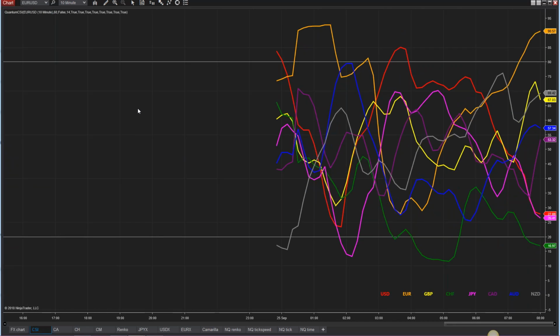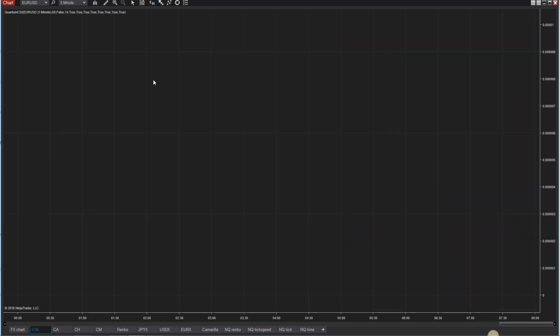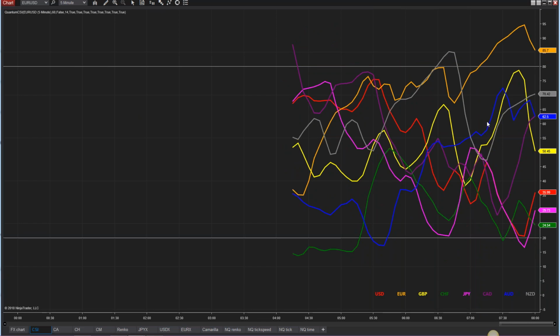Just head over to the CSI. I've got this on 10 minute, so a slightly slower time frame. Let's maybe put that back to 5. There we go. So we're starting to see the euro roll over, and we've got the dollar starting to rise. We've got the yen starting to rise. So certainly from a trading perspective, if you're a scalping trader, you might be looking to short that now on a reversal. Certainly we've got the pound selling off very strongly.